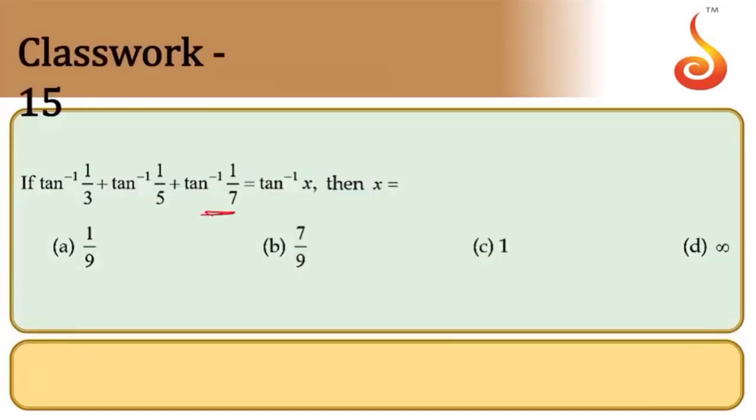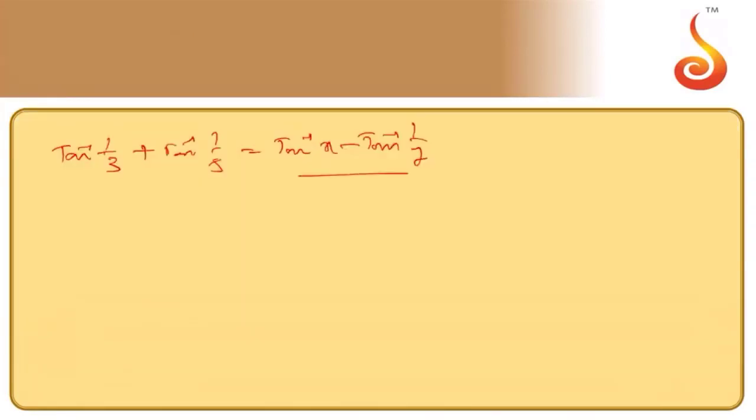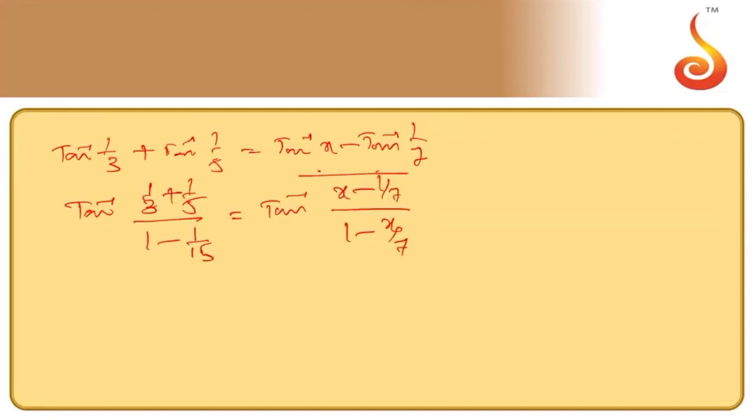So this one, to simplify the problem, I shall take it up like this. It is tan inverse of 1 by 3 plus tan inverse of 1 by 5, which can be taken as tan inverse x minus tan inverse of 1 by 7. So I am taking this number to the right side, so that will become tan inverse x minus tan inverse 1 by 7. Now apply the formula. Tan inverse x plus tan inverse y, tan inverse x minus tan inverse y. It is tan inverse of (x plus y) divided by (1 minus xy) equal to tan inverse of (x minus 1 by 7) divided by (1 plus x by 7).